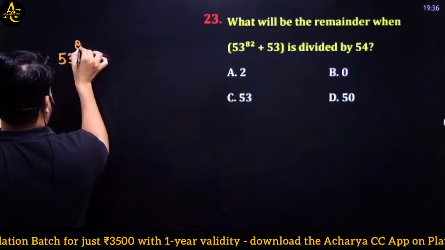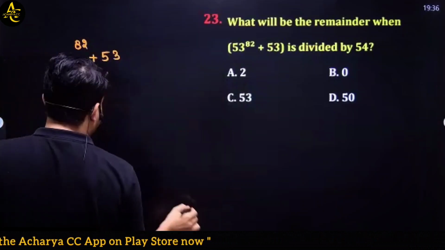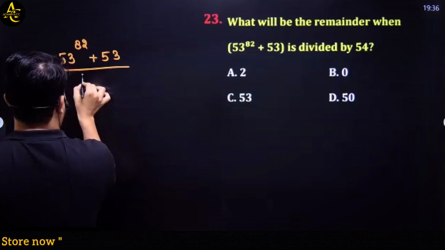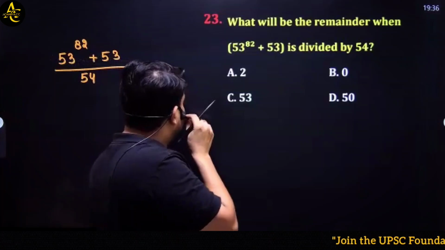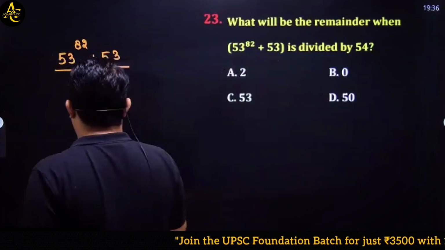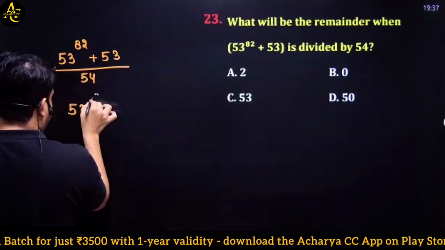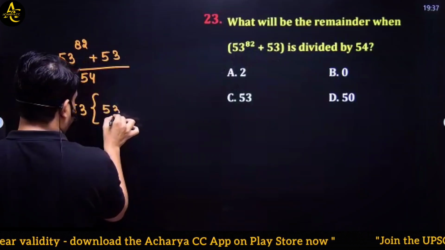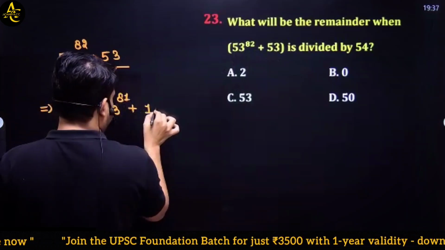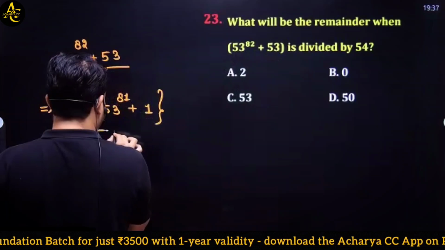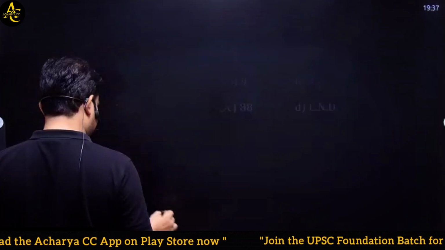53 to the power 82 plus 53 divided by 54. If I take 53 common, what will it become? 53 to the power 81 plus 1, upon 54. Write a note.